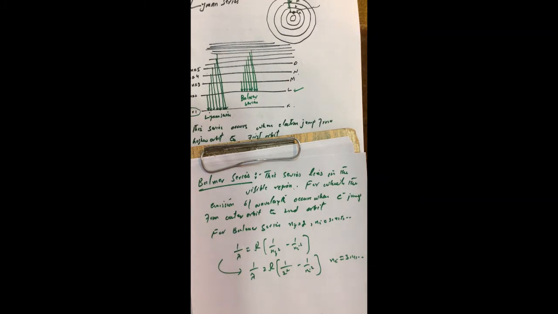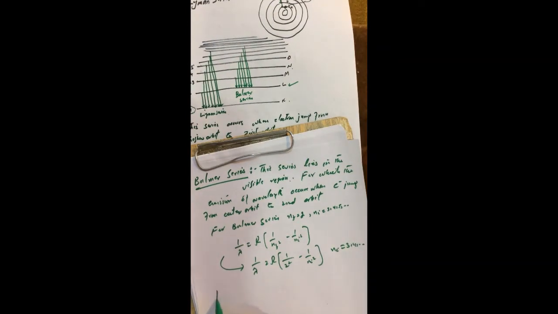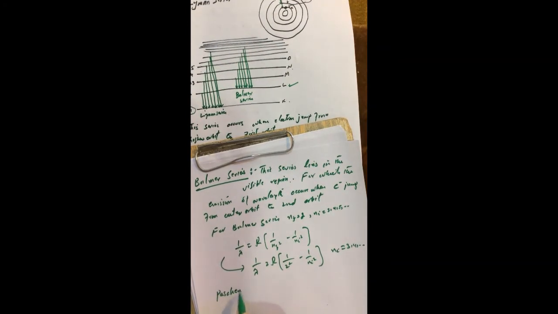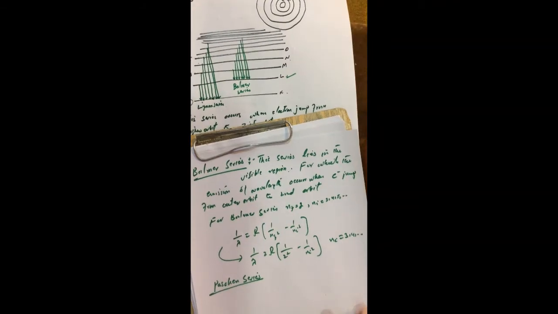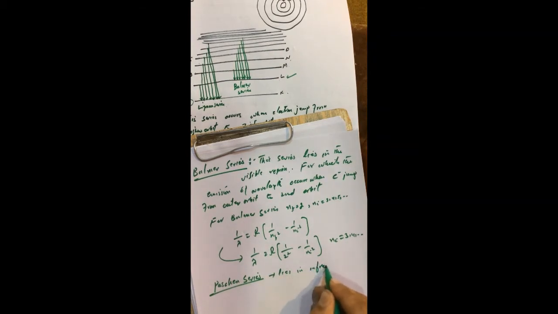Next we have another series which is called Paschen series. Now this series lies in the infrared region, like the color or the wavelength of the light, the spectrum or the radiation, is in the infrared region.